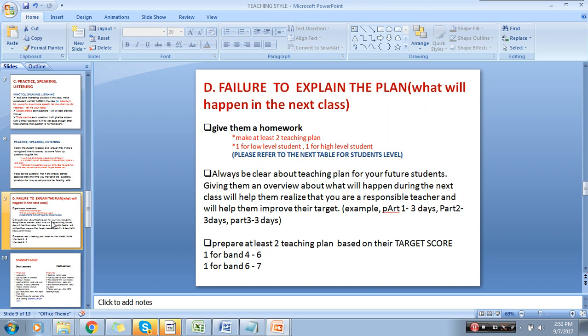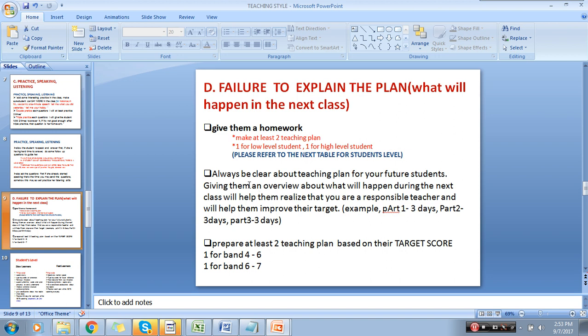Next is failure to explain the plan. Sometimes it is hard for us to convert our class into a sale because we forget to explain our plan. So we need to explain our plan, what will happen in the next class. So here are some important ways that you have to remember. You need to give them homework. When giving homework, you may do so by making at least two teaching plans, one for low level students and one for high level students.